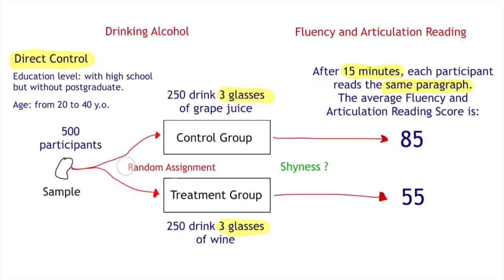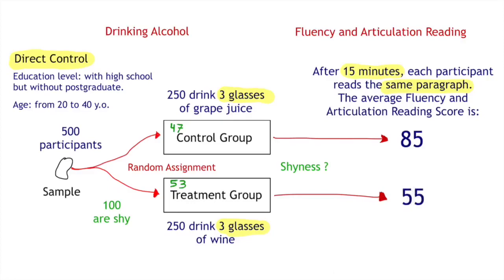Here the good news. If you used random assignment, there is no basis to believe that shyness explains the difference. Let's say that in these 500 people, 100 of them were particularly shy. If you used random assignment, the most reasonable scenario is that maybe 52 or 53 of them drank the wine and the other 48 or 47 drank the juice, or vice versa. The point is that the amount of shy people here and here shall be very similar. So there is no reason to believe that shyness hindered the average in this particular group.